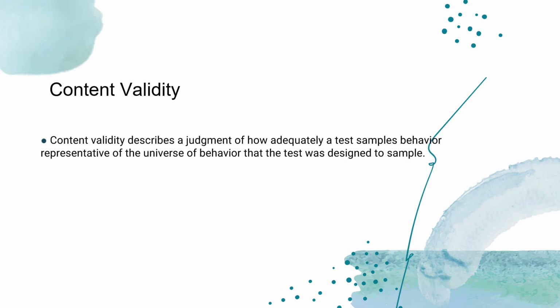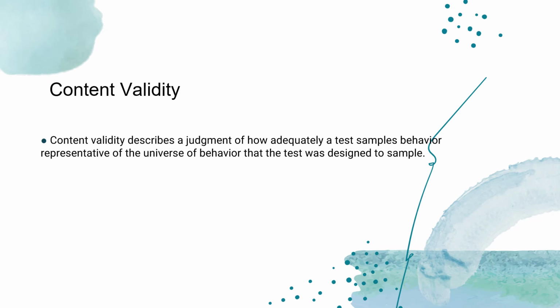So, content validity describes a judgment of how adequately a test samples behavior representative of the universe of behavior that the test was designed to sample. So, content validation methods seek to assess the quality of test items. If kung itong items nga ba on a test is representative of the entire domain that a test seeks to measure. For example na lang, the test is about assertiveness. So, dapat, the content is representative ng range ng assertiveness.